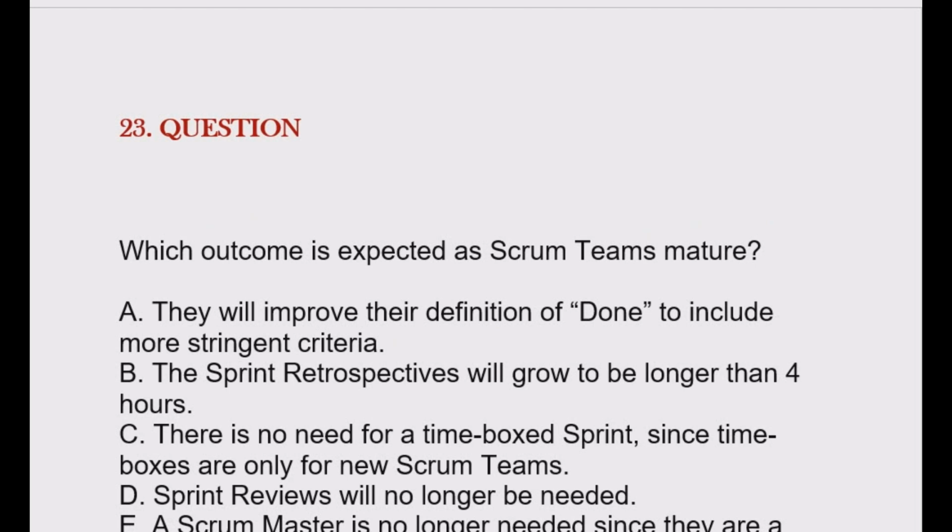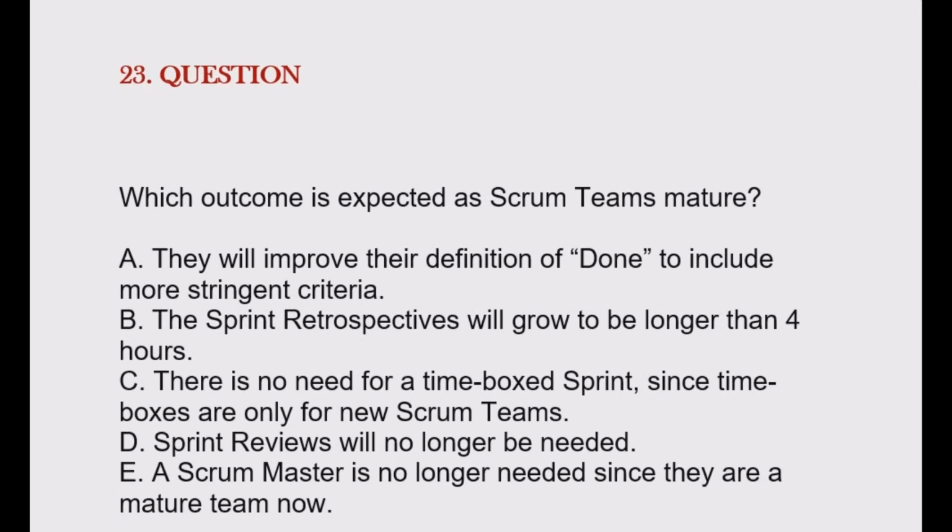Question is, which outcome is expected as Scrum teams mature? Option A, they will improve their definition of done to include more stringent criteria. Option B, the sprint retrospectives will grow to be longer than 4 hours. Option C, there is no need for a time-boxed sprint since time boxes are only for new Scrum teams. Option D, sprint reviews will no longer be needed. Option E, a Scrum Master is no longer needed since they are a mature team now.